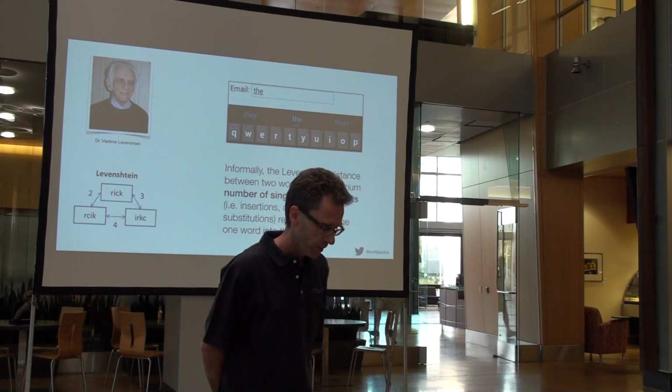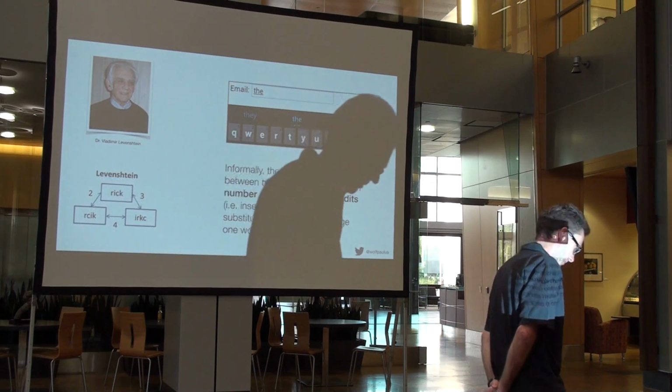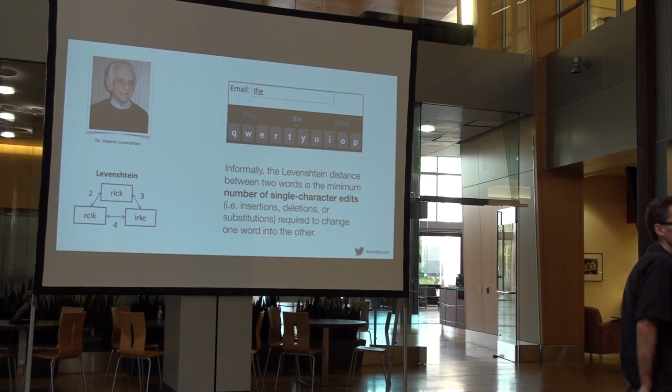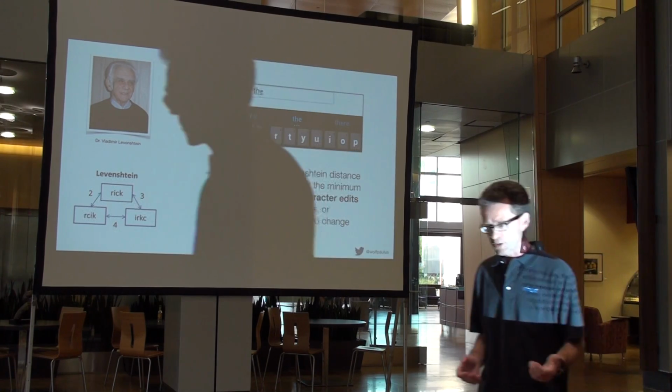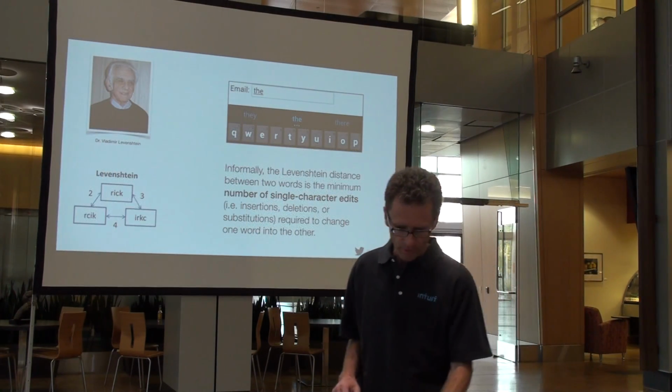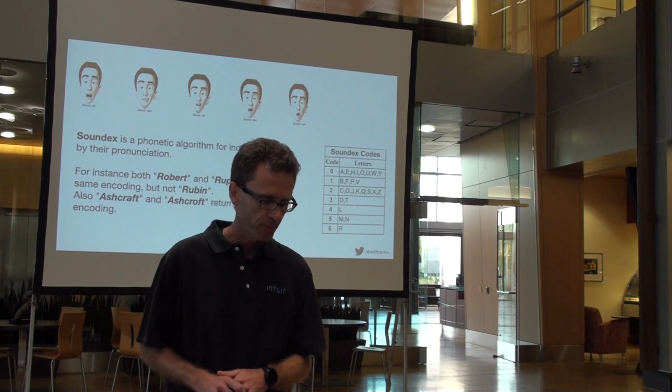But that only works if you have the spelling of the word. For speech, that's not so good, because with speech, we start out with a word that's probably spelled differently altogether. It just sounds the same. So with speech, the Levenshtein algorithm is not really well suited. But we have other algorithms that are very good for that.